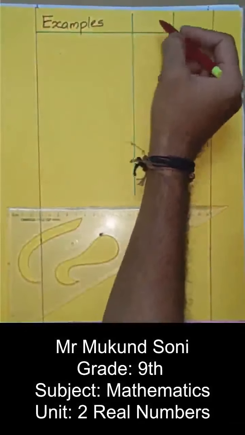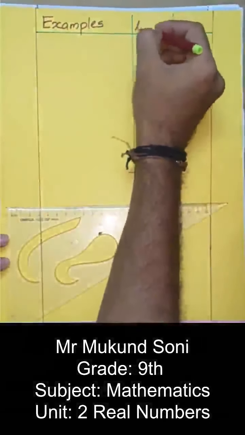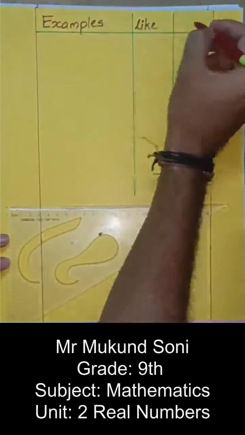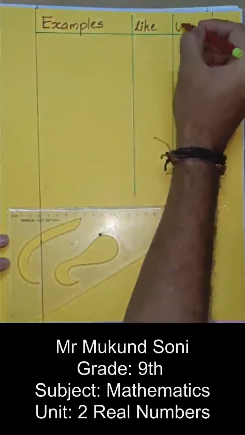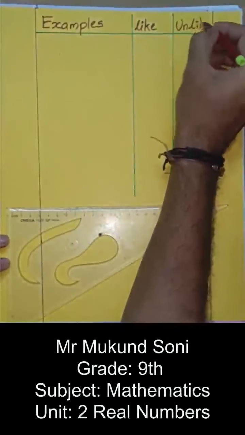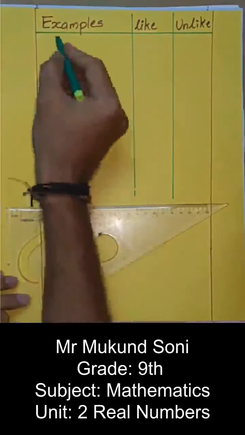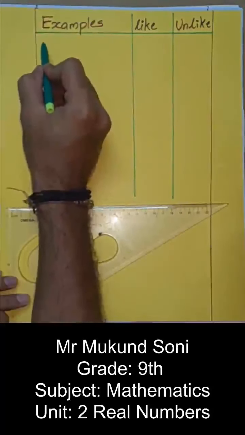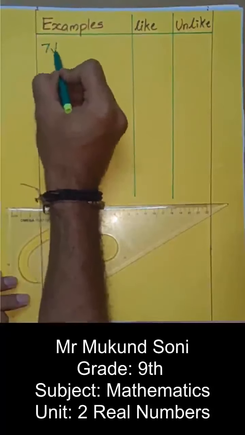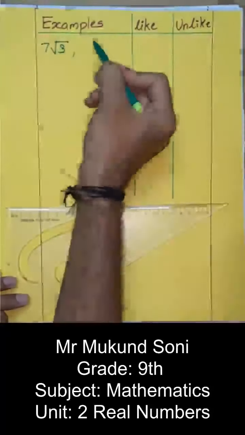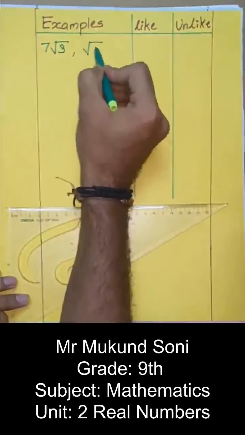Comparing lots of examples is the way of scientific thinking, and that is the true way of understanding a concept, and it is the same way we are performing right now. Let's have an example. Let's begin with the first example. First example says 7 root 3 comma root 3.